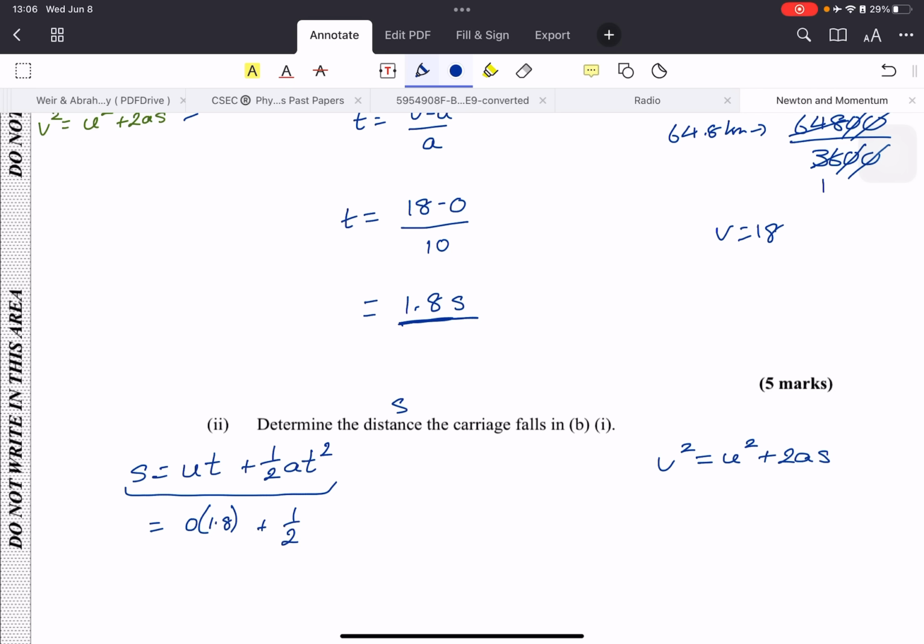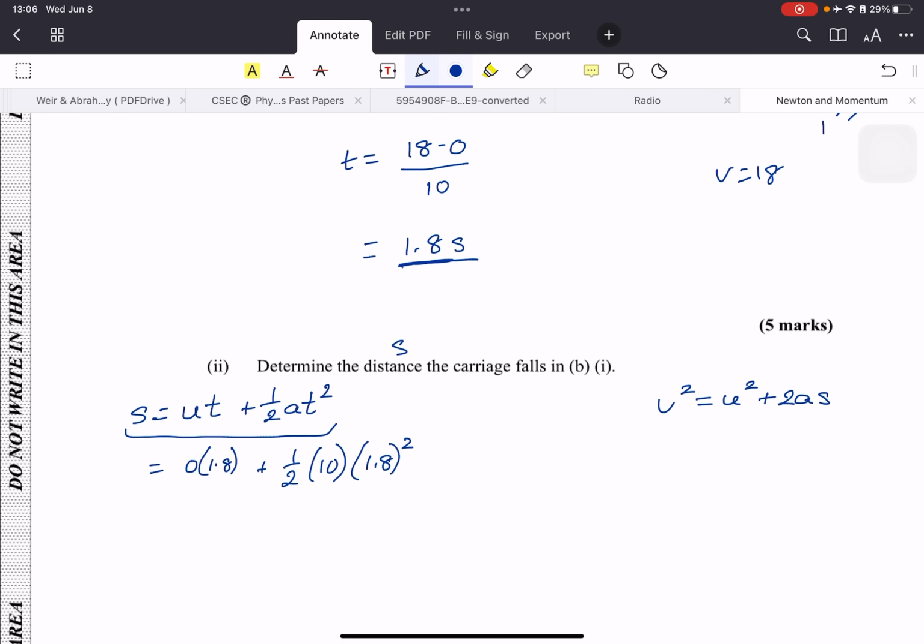Plus a half, the acceleration is 10. And t squared is 1.8 squared. So this is going to be 0. And a half by 10 is 5. And then we could use our calculator to work out the rest. So let's see what we have here. So we have 1.8 squared, that's 3.24, multiplied by 5, 16.2 meters. Don't forget your units, right? Okay, that was easy enough.